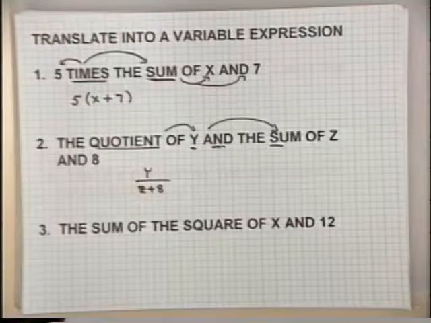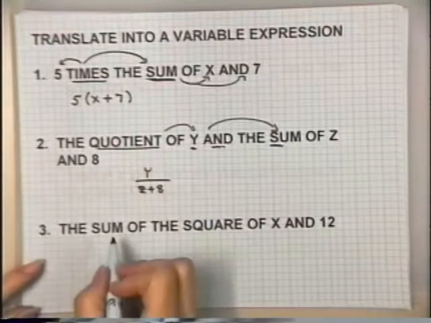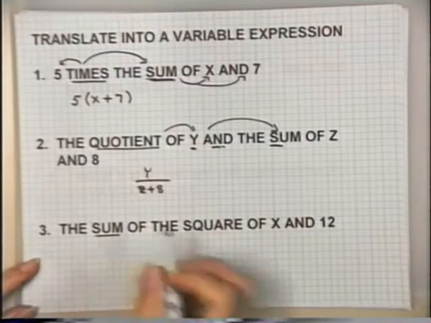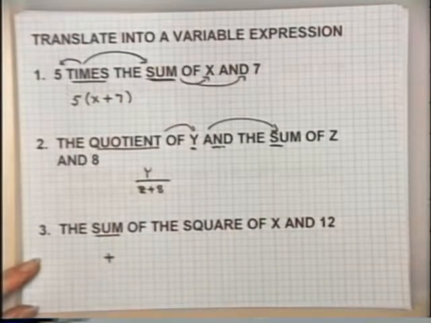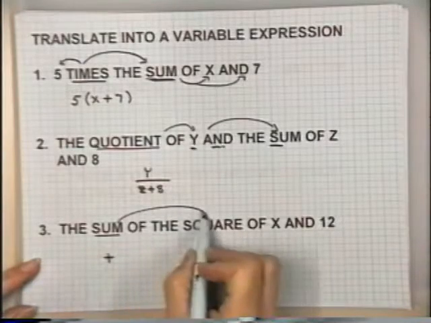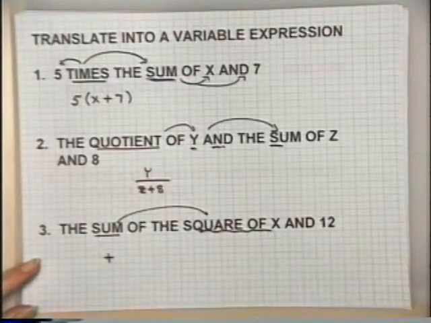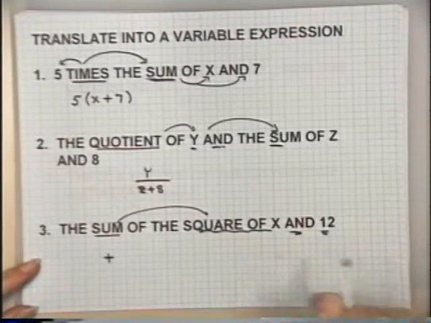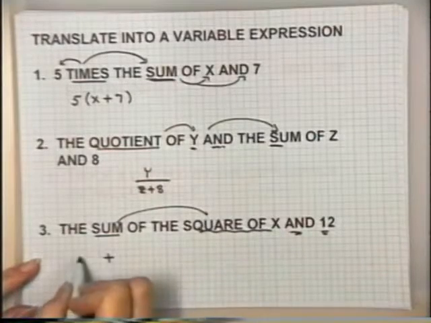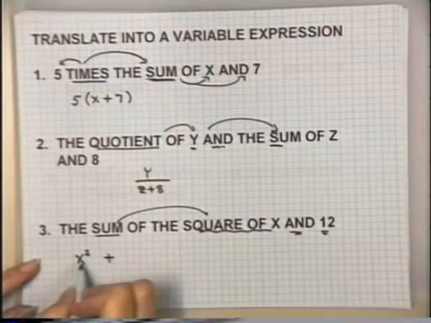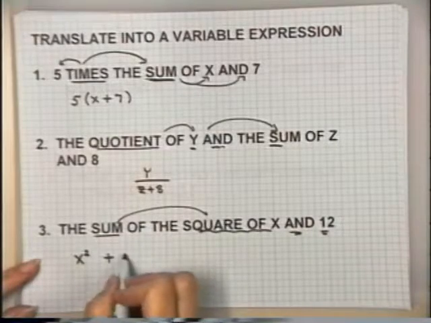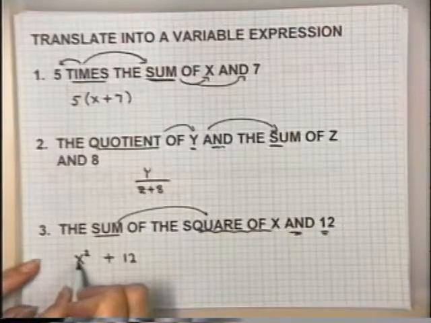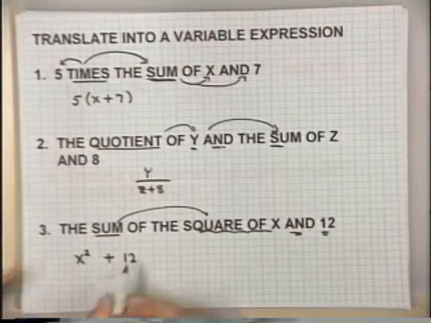Number 3, the sum of the square of x and 12. We have a sum here. We know we're going to be adding 2 things. The sum of what? The first thing that we have is the square of x, and then we are adding to that the 12. The square of x is indicating that we have a power on x squared. We are adding the square of x and the 12.